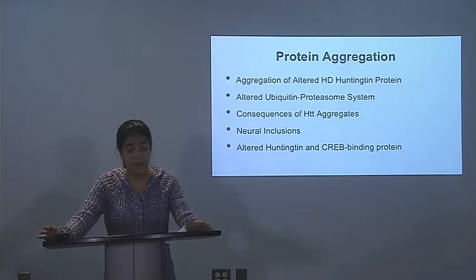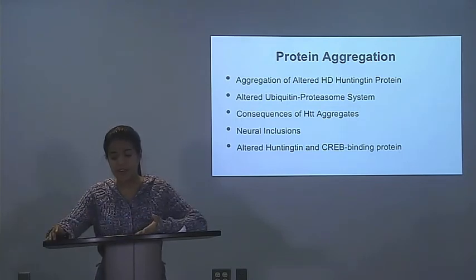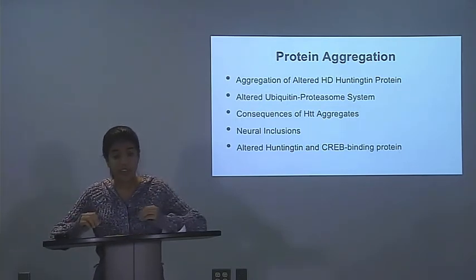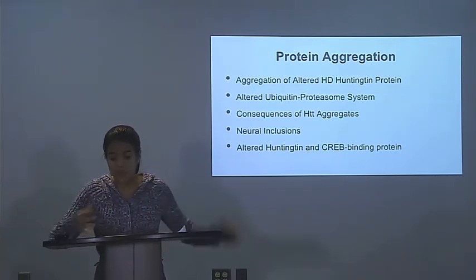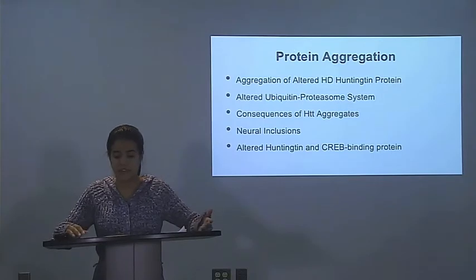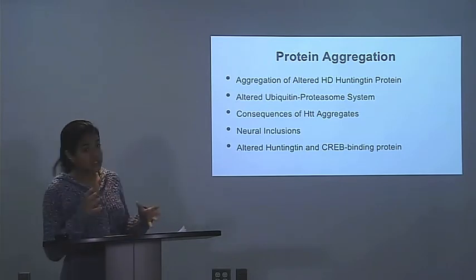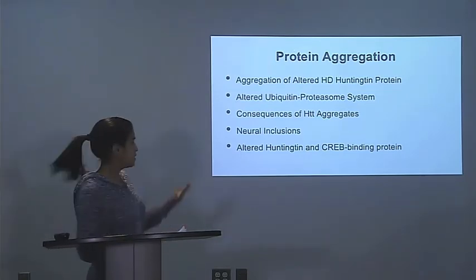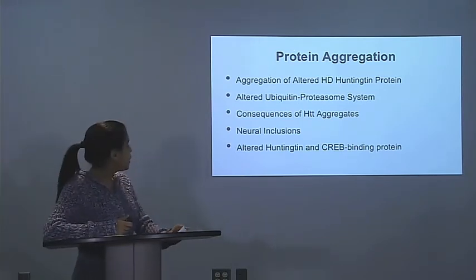So now we'll be discussing protein aggregation and its consequences. As mentioned previously, people with Huntington's have an increased number of these CAG repeats in their Huntington gene, coding for an excess number of glutamine in their Huntington protein. This glutamine extension in altered Huntington leads to further problems, mainly protein aggregation, which leads to eventually more serious problems. Some of the topics we will be discussing about protein aggregation will be the actual aggregation of the HD protein, which is the Huntington, the altered ubiquitin proteasome system, the consequences of the HTT aggregates, neural inclusions, and the altered Huntington and CREB binding protein.